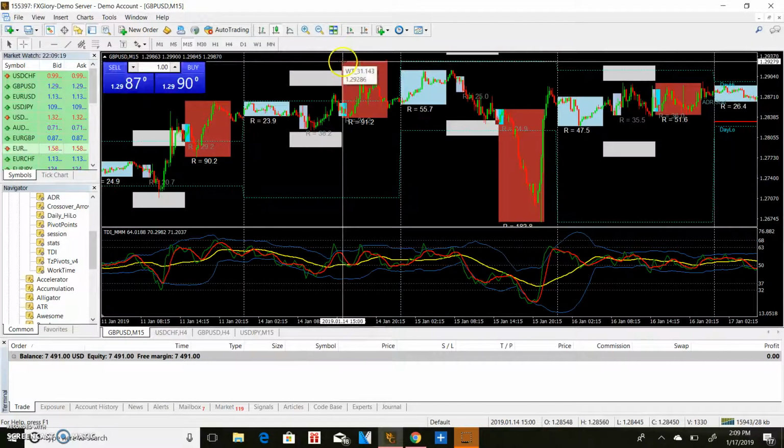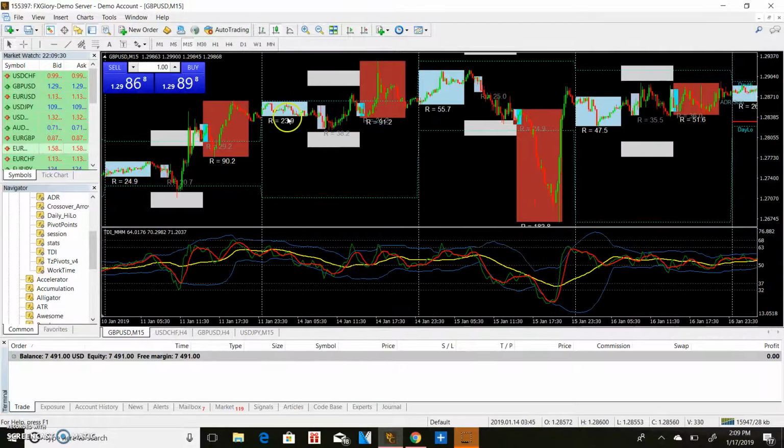But this is how you can measure your pips and how much money you make, right? So let's see, from this box to this box is around 91. Oh, I'm a little further out. It's around 91 pips. So that's what it tells you right here. You see this 23.9? That's 23 pips right there. 90 pips from here to here.